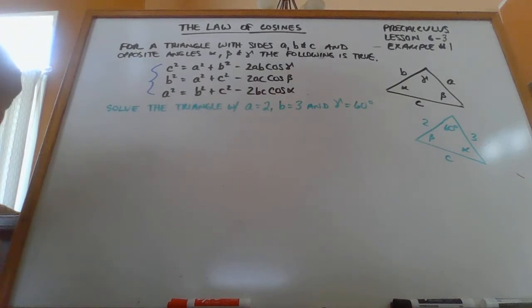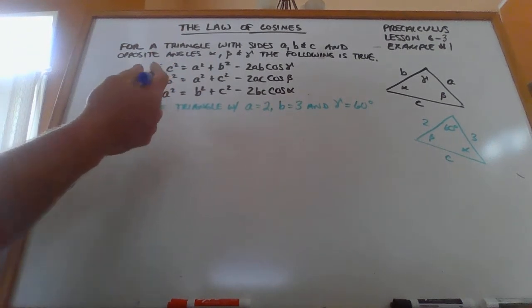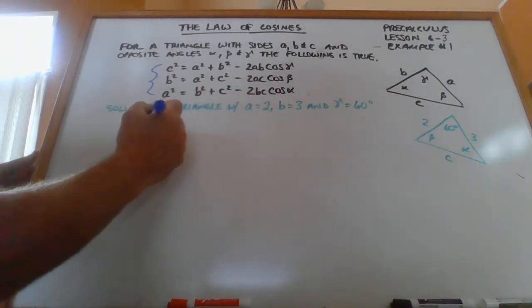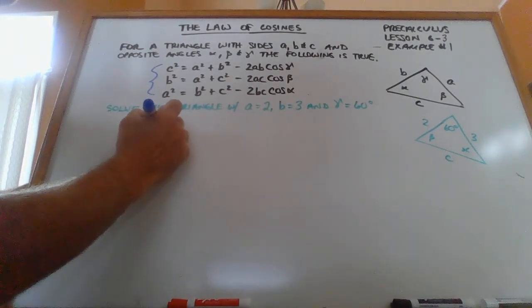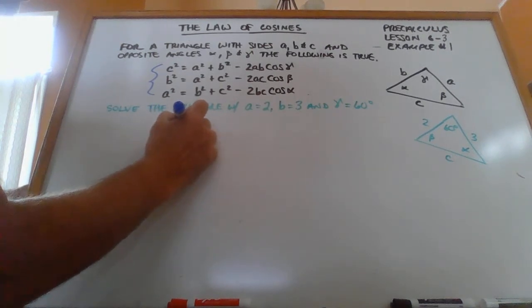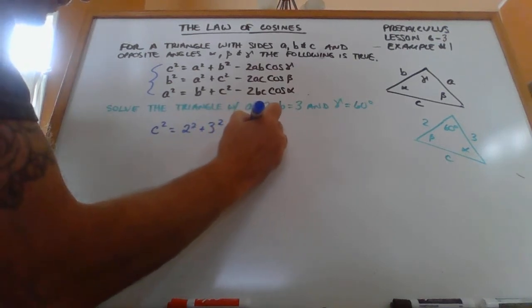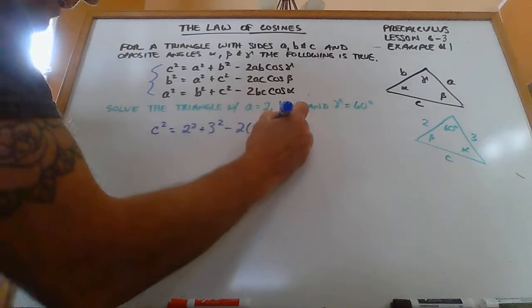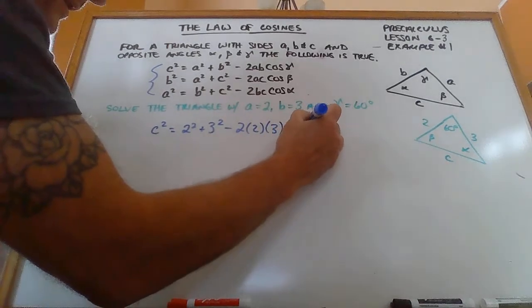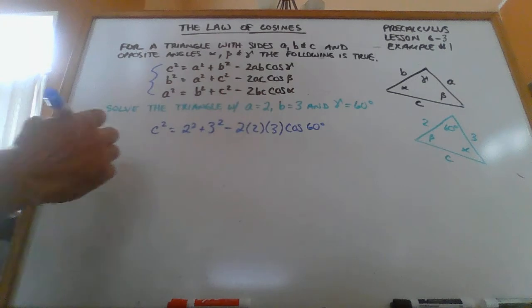So we're going to go ahead. The first thing we're going to do is we're going to find C. So we'll use this formula. Like I said, it's all the same formula. It's just this one just happens to be easy for finding C. So C squared is going to be A squared plus B squared minus 2AB cosine 60 degrees. And now it's really simple to plug this into your calculator and figure it out.